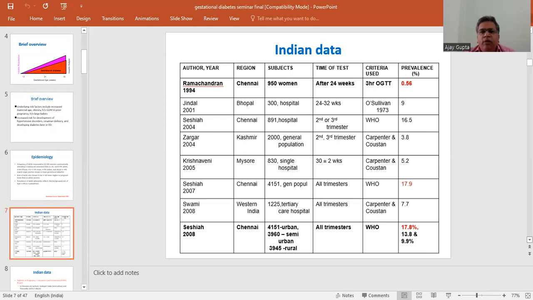How has the prevalence of type 2 diabetes increased? You can see that the prevalence is 17.8% in the overall urban population, 13.8% in the semi-urban, and in the rural population it is 9.9%. So everywhere the prevalence has significantly increased. In other areas where the prevalence has been studied in various years, it ranges from 3.8% to 16.5%. So overall, about 10 to 12% of all pregnancies develop GDM.